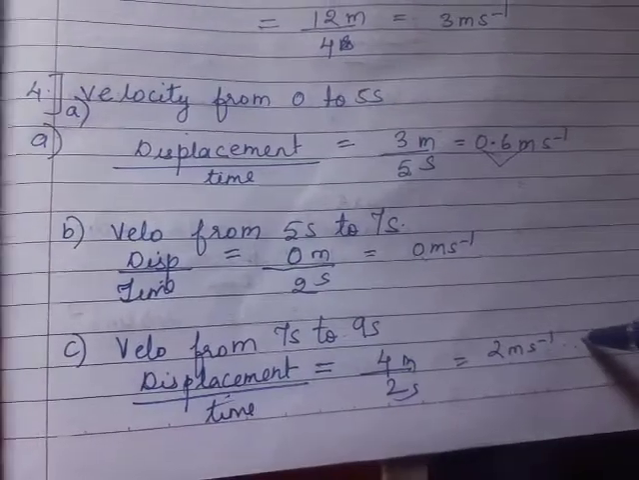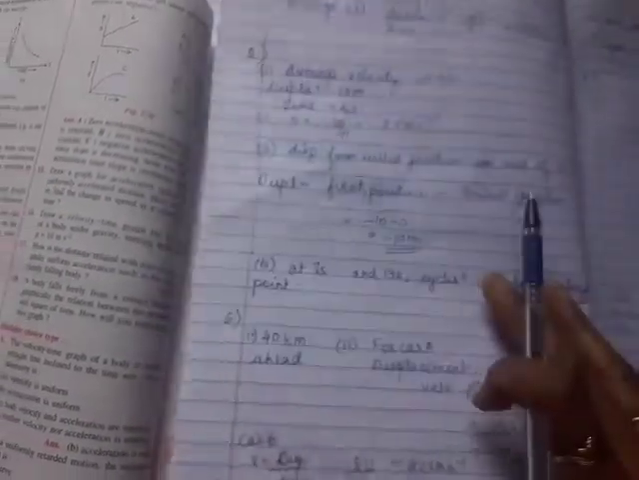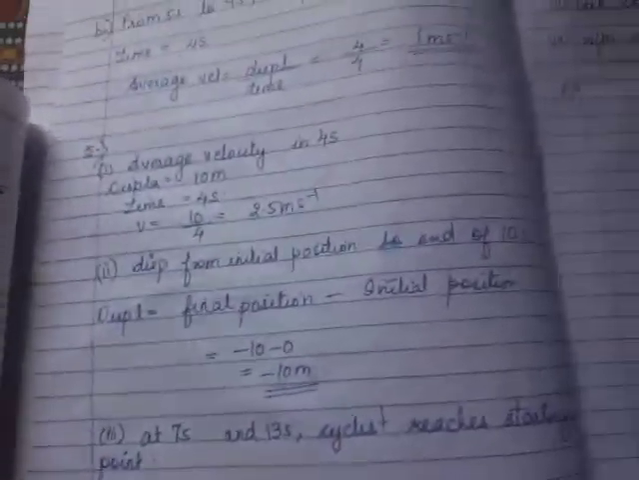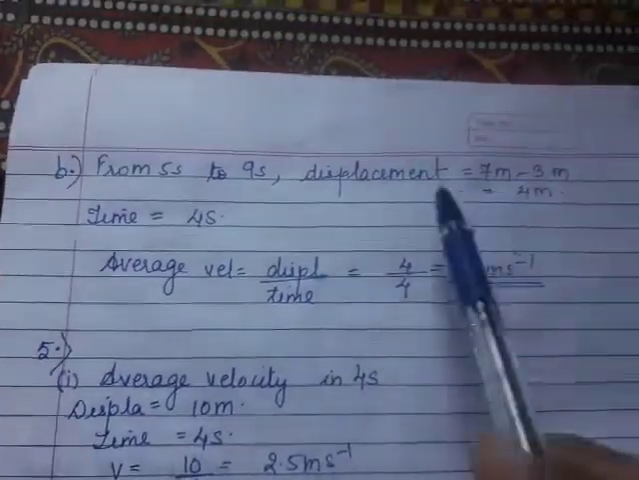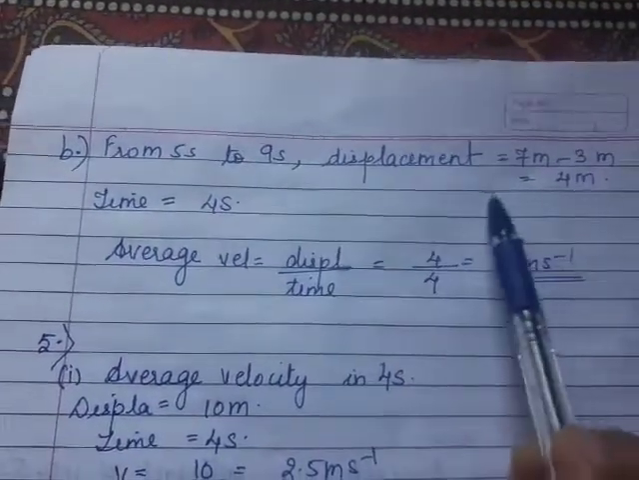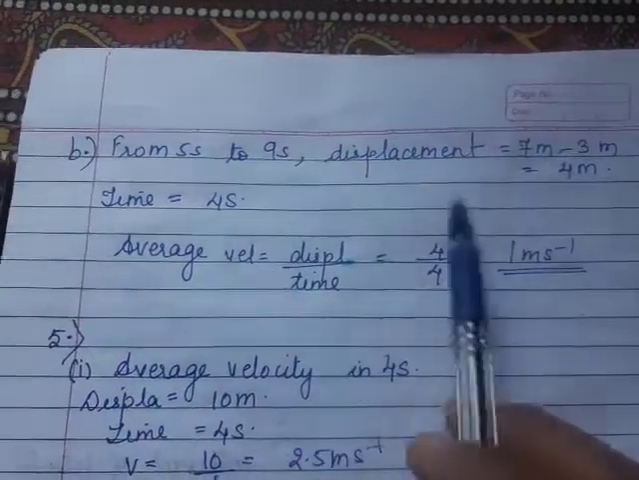Now part B, we have to calculate the average velocity. Okay, you have to calculate the average velocity during the time interval 5 to 9 seconds. So what will be the average velocity here? Okay, so here you can see that displacement is 7 meters minus 3 meters. How did I find this out?